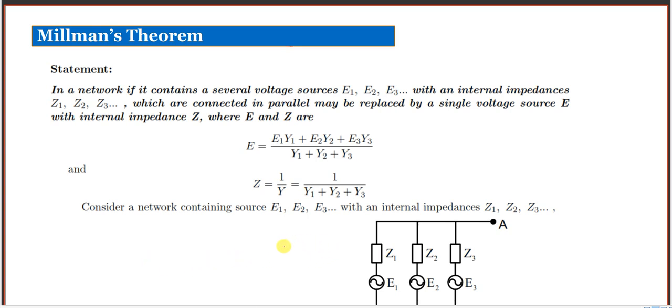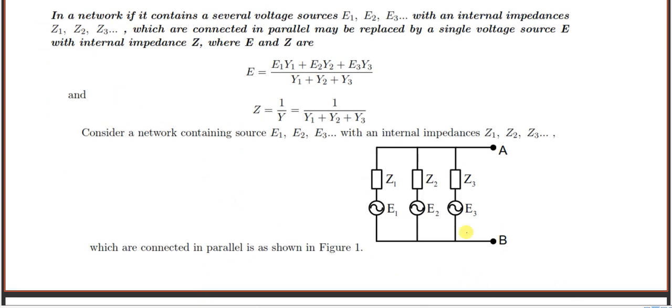E is equal to E1 Y1 plus E2 Y2 plus E3 Y3 divided by Y1 plus Y2 plus Y3. We are considering only 3 voltage sources. You can see the diagram here down. So there are 3 voltage sources, parallel voltage sources E1, E2, E3 with internal impedances Z1, Z2, Z3. You can consider any number of voltage sources. You can continue with E4, E5, an extension you can do.